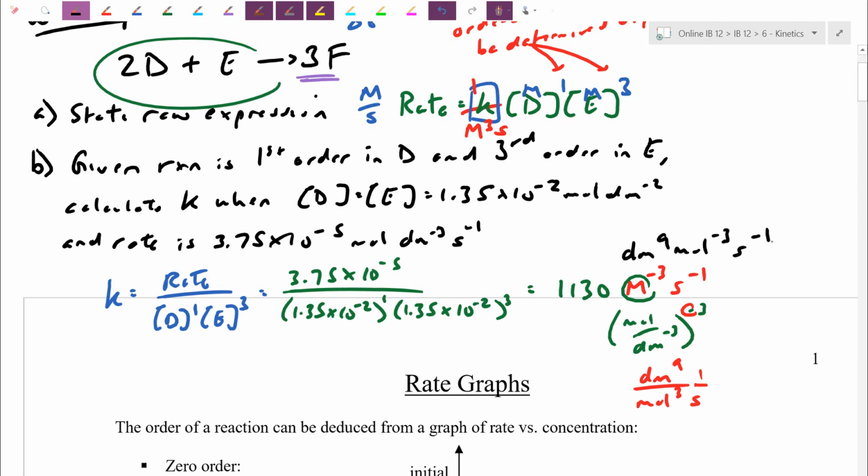I would do exactly that work to figure out the units for k. Punching in the numbers wasn't all that bad.